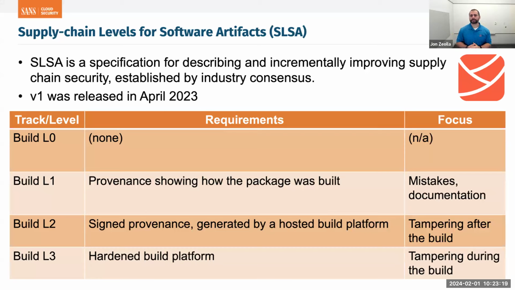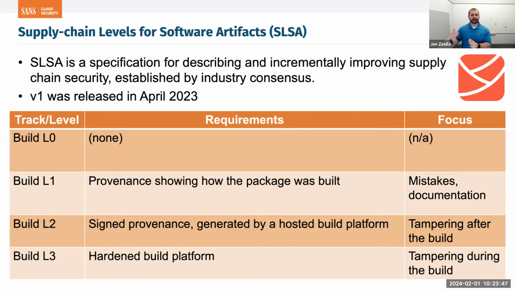What's the roadmap? And that's where SLSA comes in. SLSA is the supply chain levels for software artifacts. Its version 1 was released in April of last year, and there are 3 levels, right? Build level 0, 1, 2, and 3. Build level 0 has no requirements. So by default, congratulations. All of your code is at least SLSA build level 0.